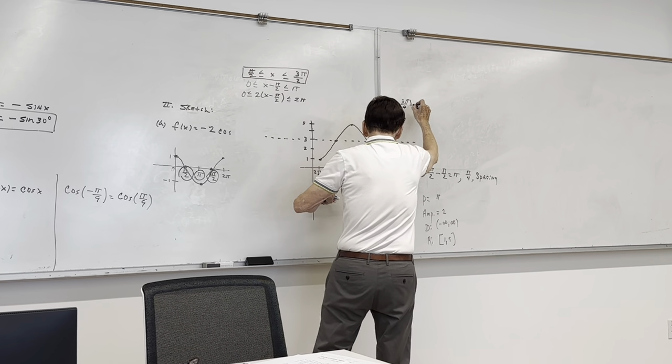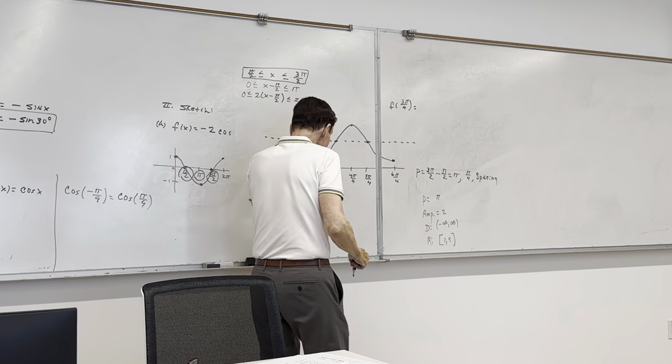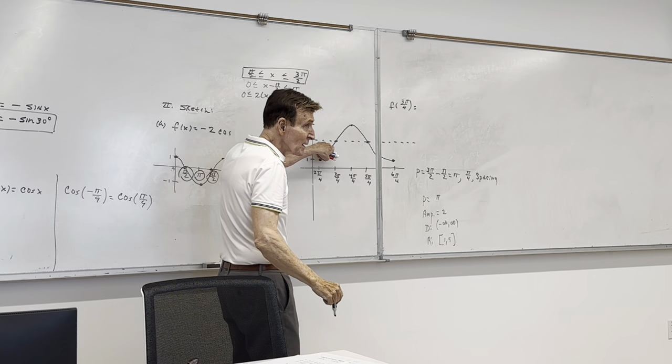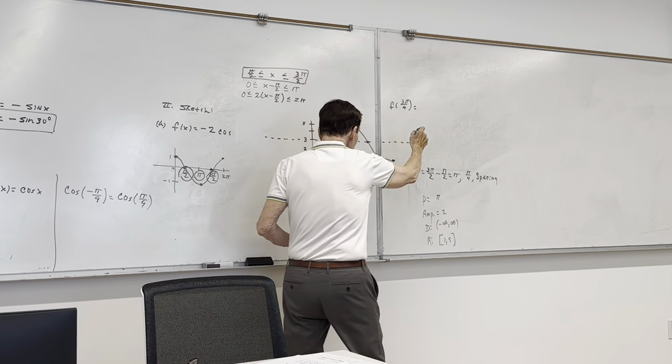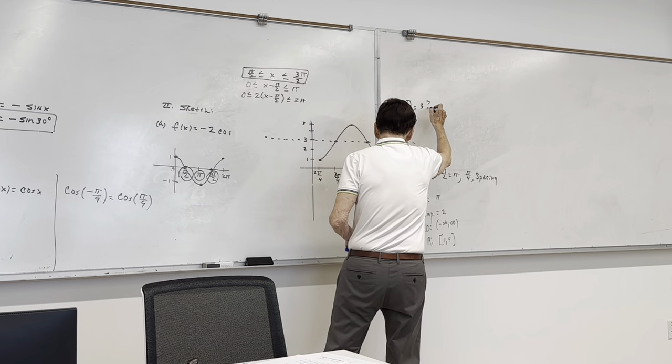Ignacio, if this graph is correct, I hope it's correct, the graph says at 3 pi over 4, I'm looking at 3. I had better get a 3 when I do it algebraically. Let's see if I do.